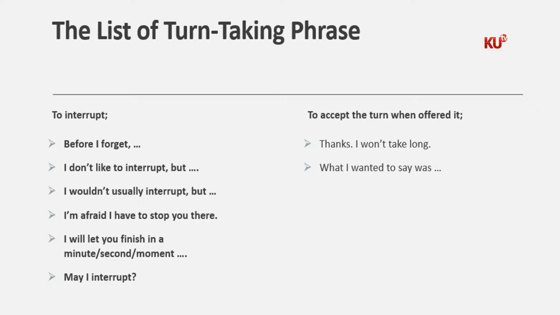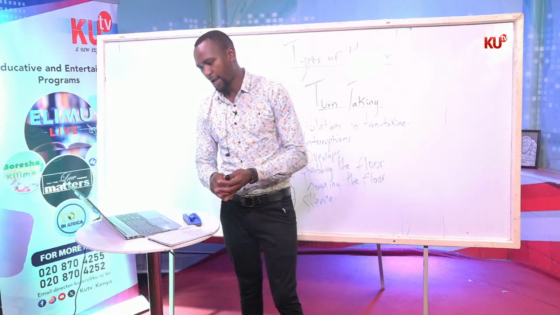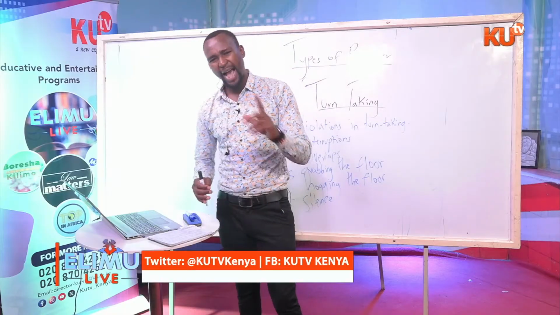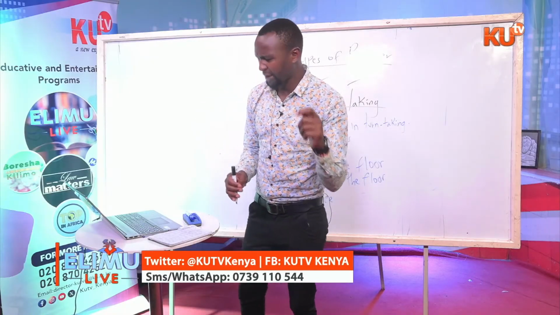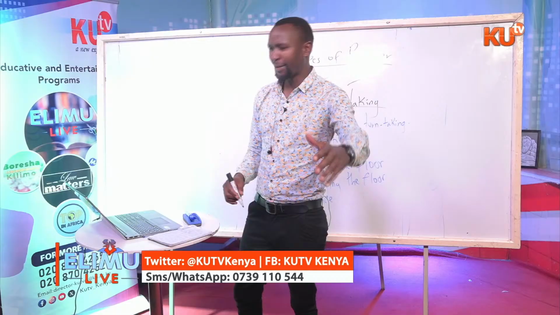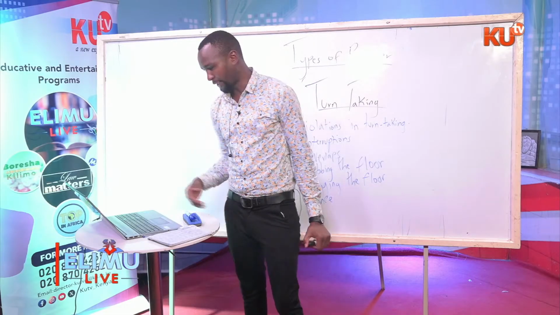So there are also some phrases to accept when the turn is offered. When you are offered the turn, when you wanted to interrupt and you were offered that turn, some of the phrases you can use: thanks, I won't take long. You can also say, what I wanted to say was, and then you continue. Also, when you want to stop other people from interrupting you during your turn, there are some other phrases you can use, like, I just have one more point. I have nearly finished. Kindly let me finish, I'm almost done. Those are phrases to stop other people from interrupting you.